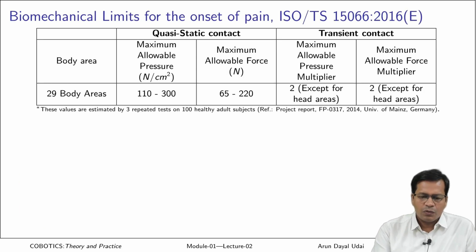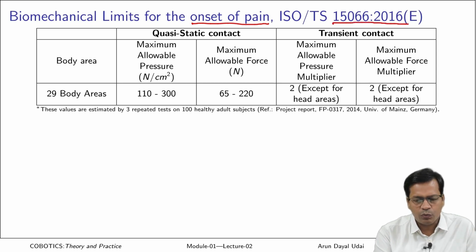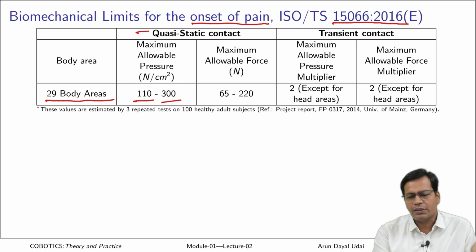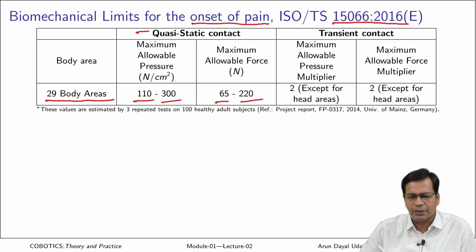Okay. So, now total biomechanical limits are there for the onset of pain. This pain is also defined in ISO 15066-2016E, right. It has split the body into 29 body areas. The maximum allowable pressure in case of quasi-static contact is 110 to 300 Newton per centimeter square. And the maximum allowable force is 65 to 220 Newton depending on which part of the body it is, right.